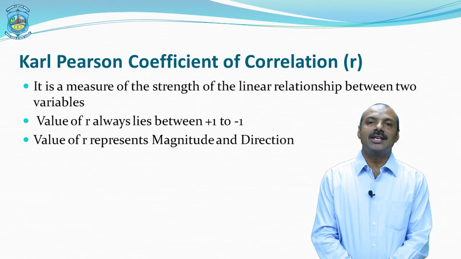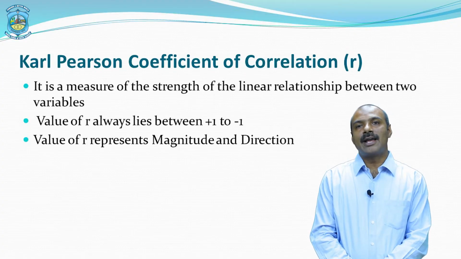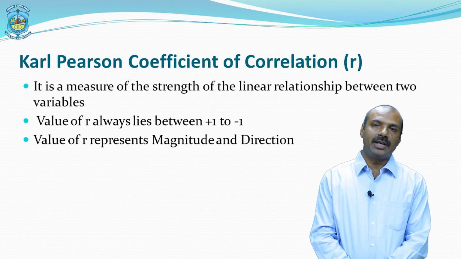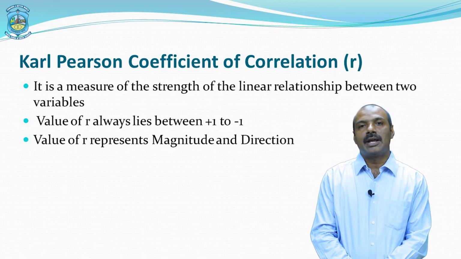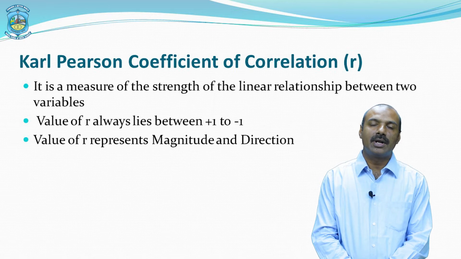While calculating r, we will get two things. One is called the magnitude, another is called the direction. By magnitude, we mean how strongly they are bound, and by direction, we mean whether the value of r is positive or negative. If the value of r is negative, it means there is a negative correlation. If the value of r is positive, it means a positive correlation. As we know, the value of r lies between +1 and -1. The value of r can never be greater than +1 and can never be less than -1. It means whatever the value of r, it should be between +1 and -1.